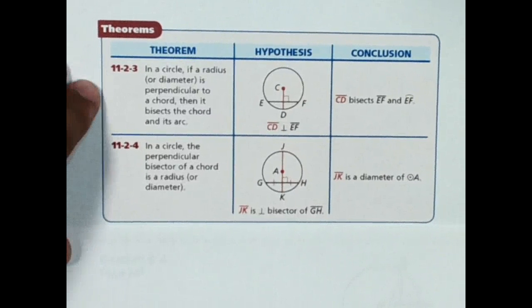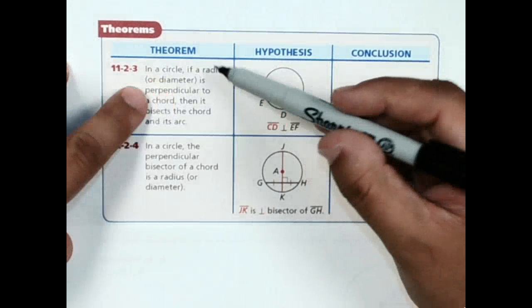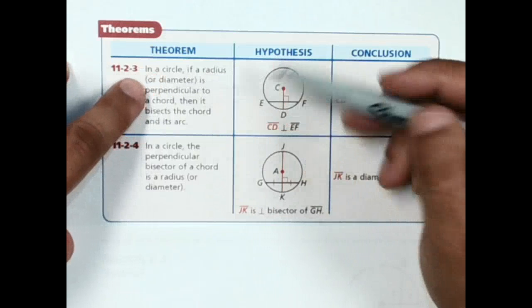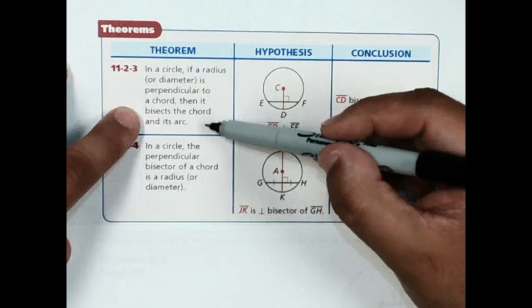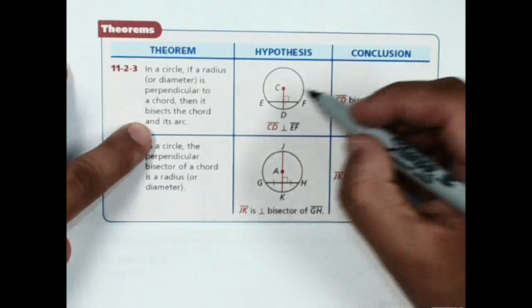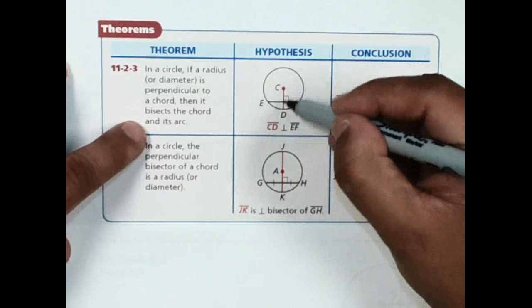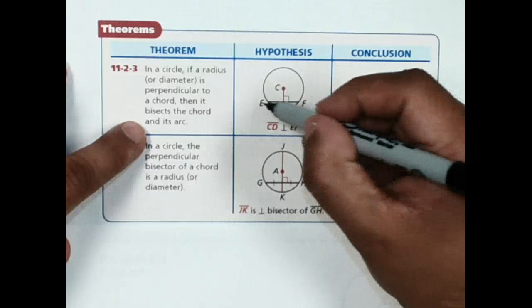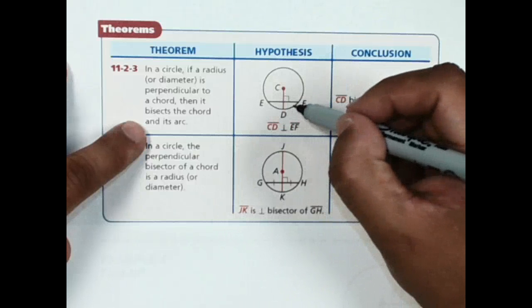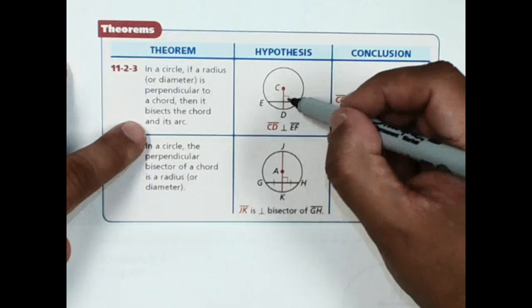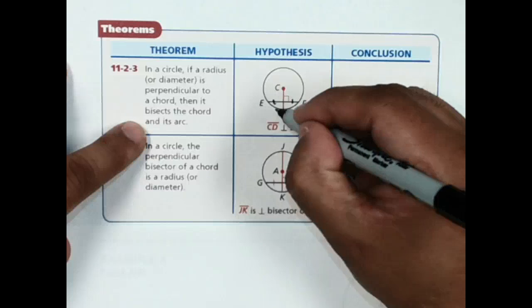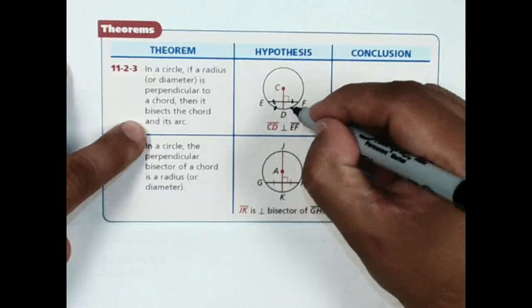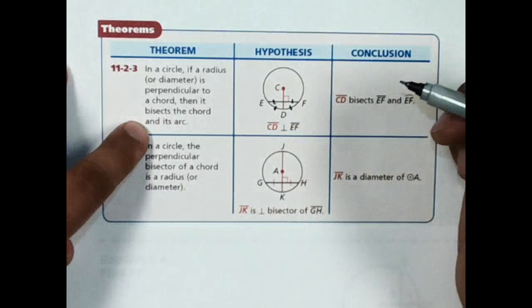All right, some more good stuff. Some theorems, again. In a circle, if a radius or diameter is perpendicular to a chord, then it must bisect the chord and the arc. So if I know CD is a radius, and I have some chord EF, and I have this right angle, that means ED is congruent to DF. It also means that arc ED is congruent to arc EF.